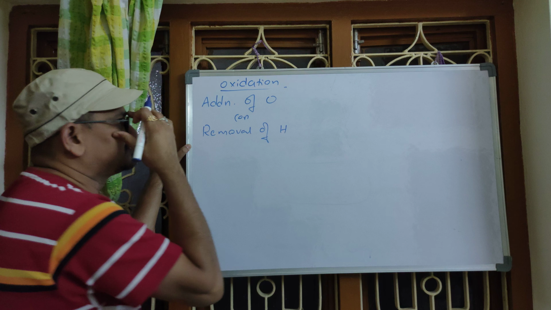Now what happened to A? A had gained electrons and is said to be reduced. That's why gain of electrons is also termed as reduction reaction.